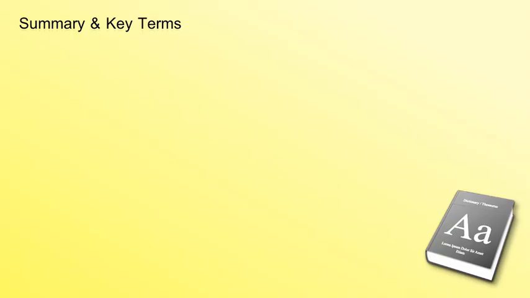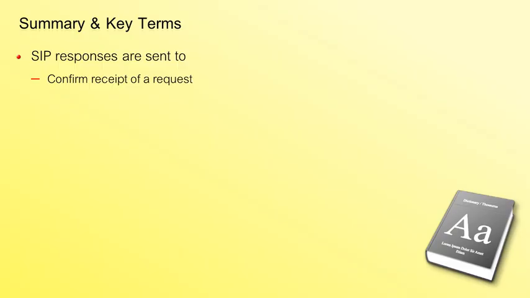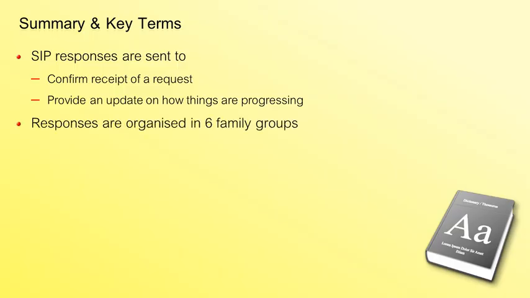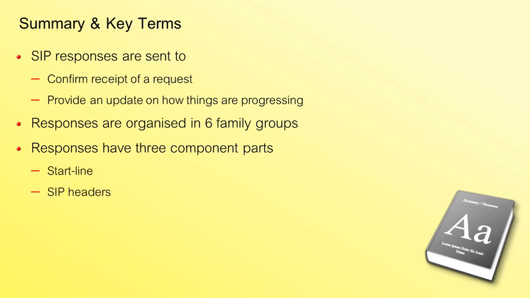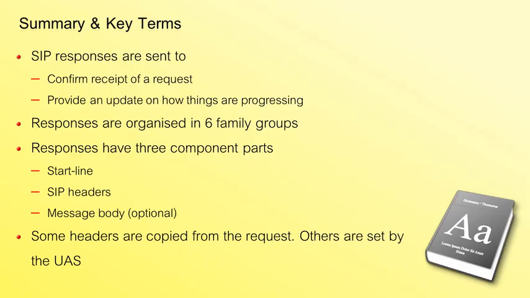Okay, SIP responses then. Responses are sent for 2 reasons: to confirm to the upstream client that the request was received okay, and to provide an update on how things are progressing. Responses are organized into 6 family groups, and when we know the family, we know the individual, meaning that we don't have to specifically learn about each and every response individually. Responses have 3 component parts: the start line, some SIP headers, and an optional message body. And finally, some headers are copied over from the request, while others are set by the user agent server.